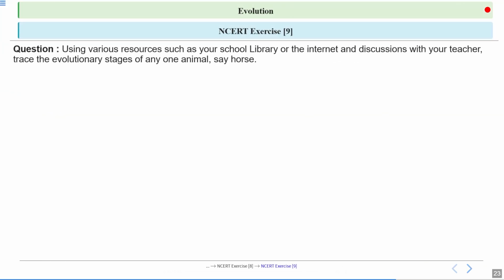The next question: using various resources such as the school library or the internet and discussions with your teacher, you have to trace the evolutionary stages of any one animal, say horse. So you can use the internet, you can use your school library, and you have to trace the evolutionary stages of any animal, and they have given the example of horse. You can trace the evolutionary stages of a horse. So this is the kind of activity for you.